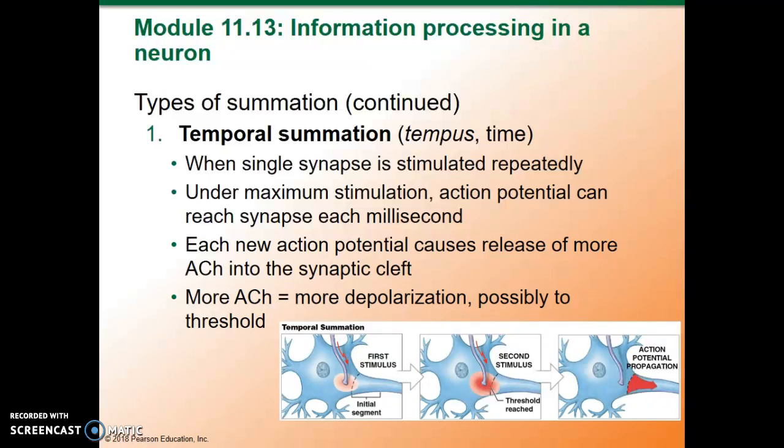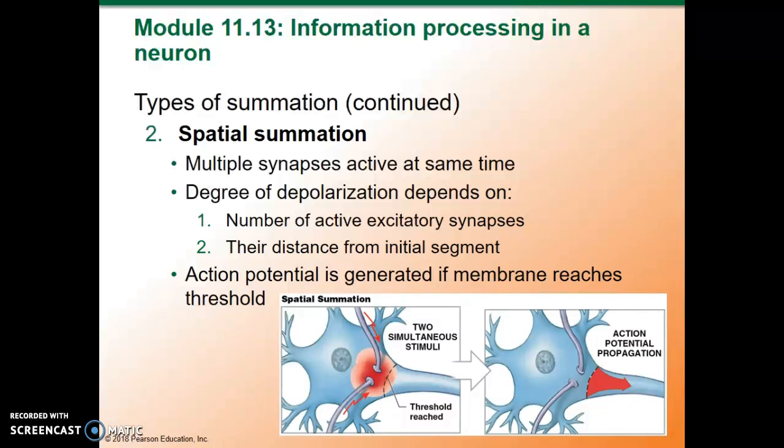With maximum stimulation, the action potential can reach the synapse every millisecond. And this would cause the release. Each action potential is going to cause the release of more and more acetylcholine into the synaptic cleft, and therefore more depolarization is going to occur, and possibly threshold will be reached.